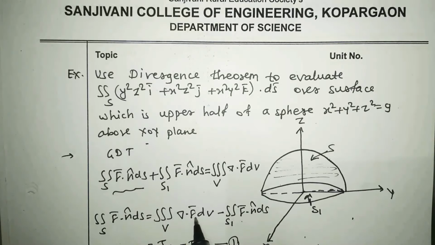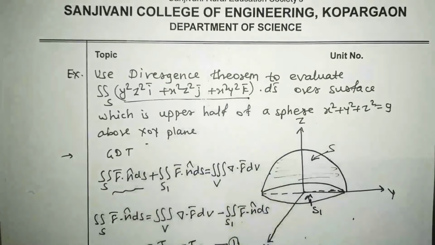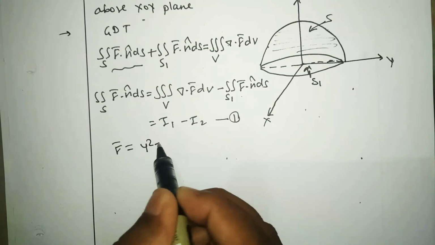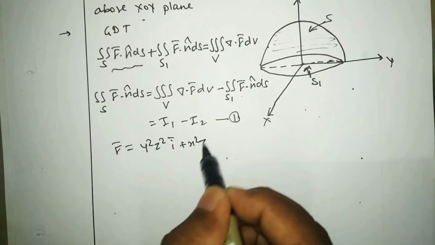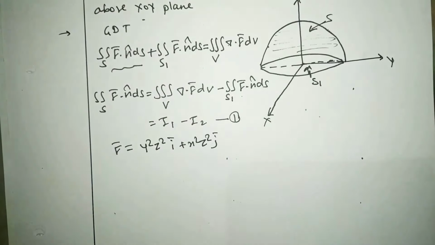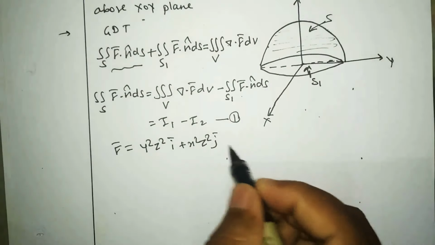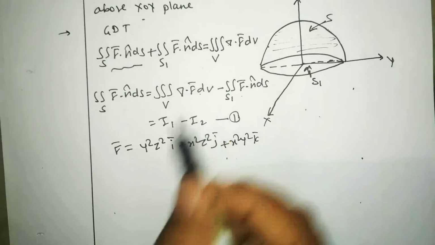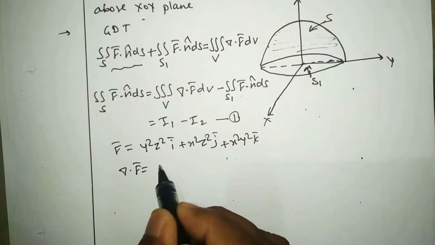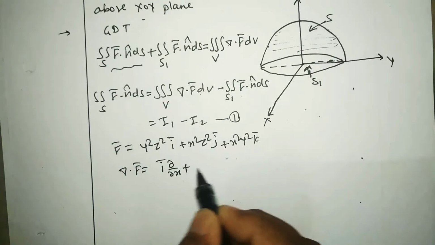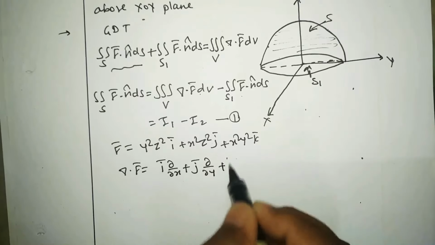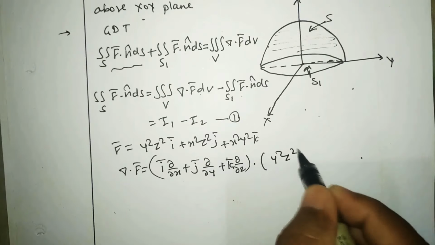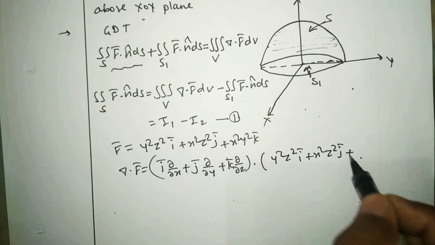Now for that, this is the value of f bar. In this example, the value of f bar is y square z square i bar plus x square z square j bar plus x square y square k bar. Then we will evaluate del dot f bar. Del dot f bar is i bar into del by del x plus j bar into del by del y plus k bar into del by del z, dot product with y square z square i bar plus x square z square j bar plus x square y square k bar.